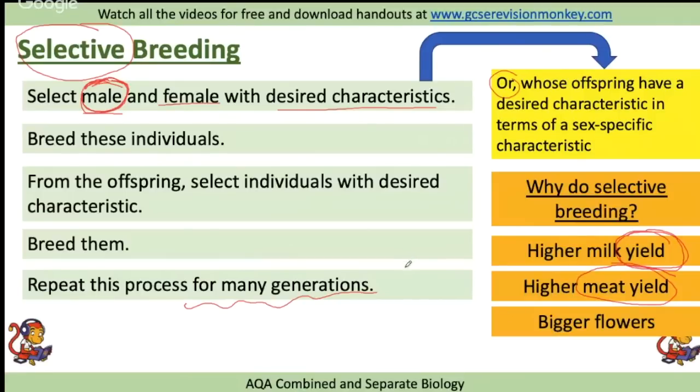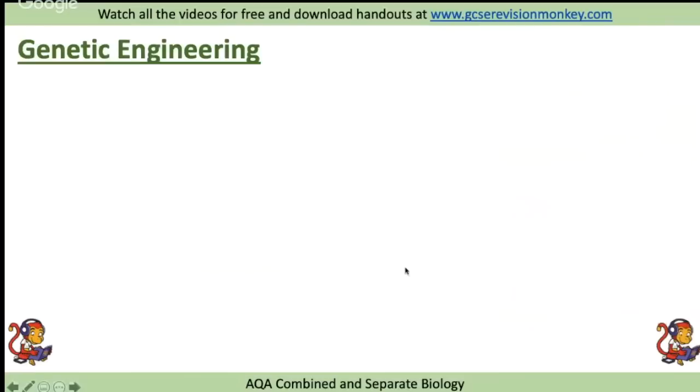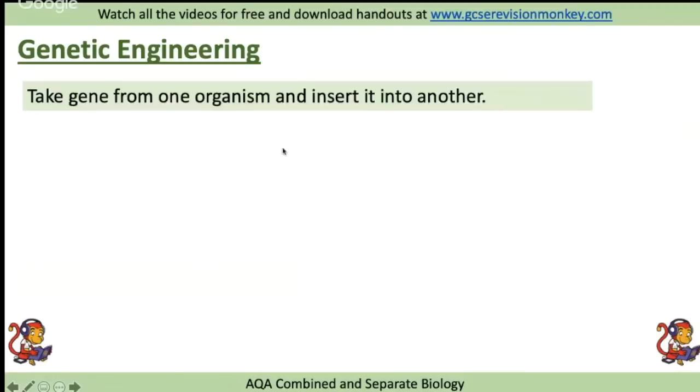Selective breeding is something we've done for hundreds of years, but more recently, technology has allowed us to do something called genetic engineering. And with genetic engineering, you take a gene from one organism and insert it into another.